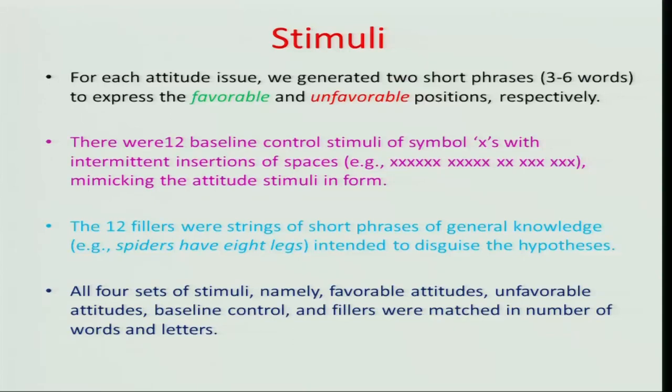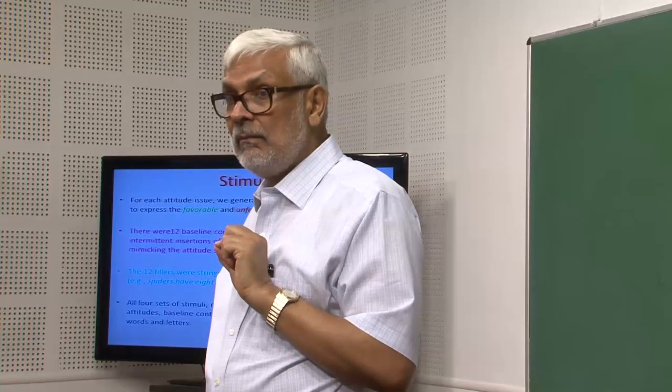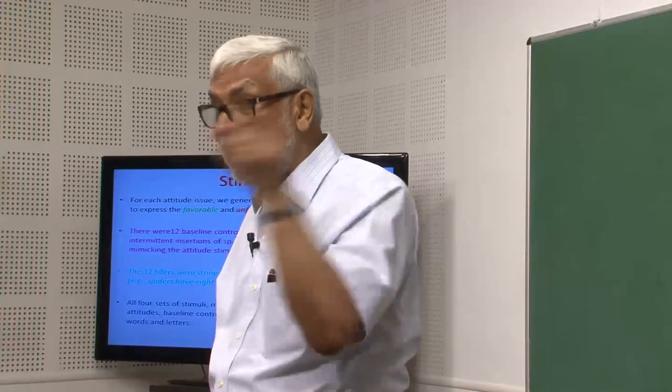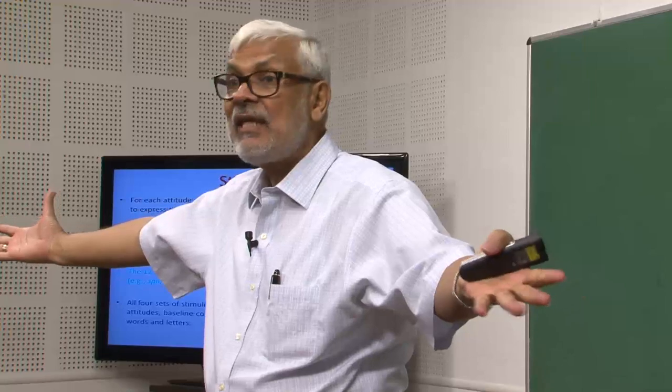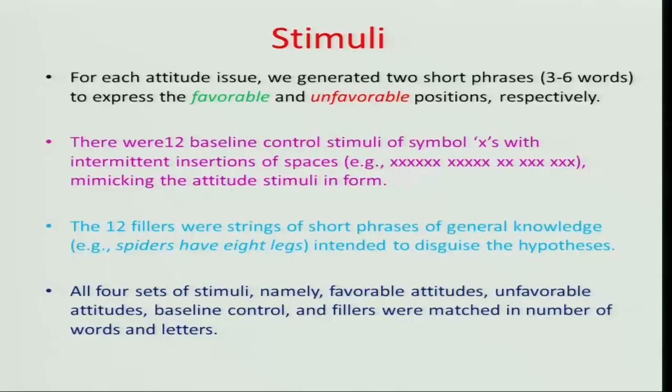So, we have 4 sets of stimuli now. I am interested in how you respond to similar and dissimilar. The task is to name the color on the computer screen, but I am mixing exactly half the number of stimuli which are irrelevant type, XXX, or general knowledge type. You sit in front of it and look at the screen.